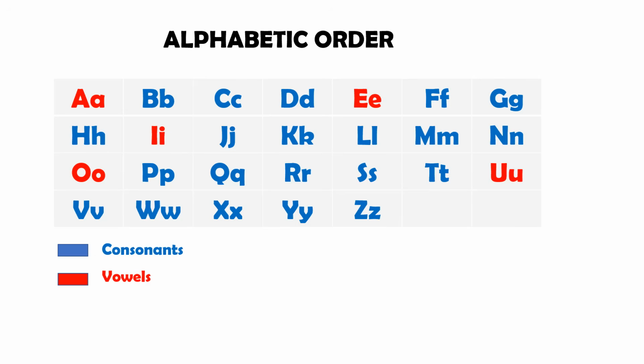First, the consonants: B, C, D, F, G, H, J, K, L, M, N, P, Q, R, S, T, V, W, X, Y, Z. Now the vowels: A, E, I, O, U.